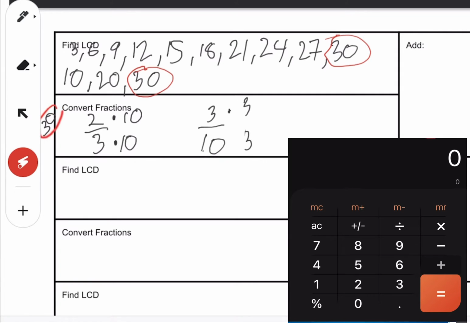Just take this number 30, which is our lowest common denominator. Take 30, divide it by this denominator, which is 3, and you're going to get 10. Same thing here. If you take 30, divide it by 10, you're going to get 3. Okay? So that's a shortcut.